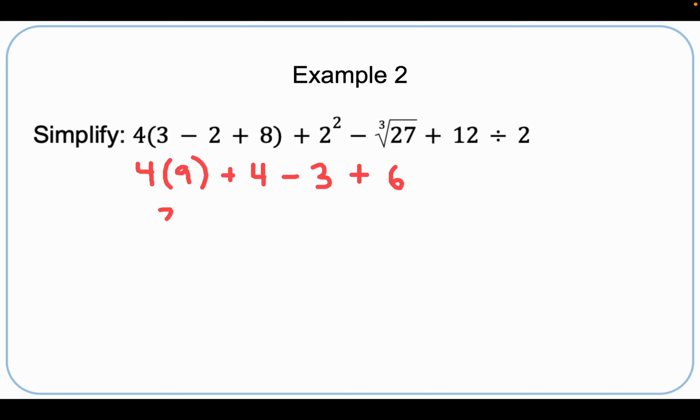So now, working from left to right, we can do our multiplication. So 4 times 9 is 36. And then I'll rewrite all of these: plus 4, minus 3, and plus 6. And now we'll do addition and subtraction from left to right. So 36 plus 4 is 40, minus 3 is 37, plus 6 is 43. So again, remember to do symbols of inclusion first, then exponents and roots, then multiplication and division, and lastly, addition and subtraction.